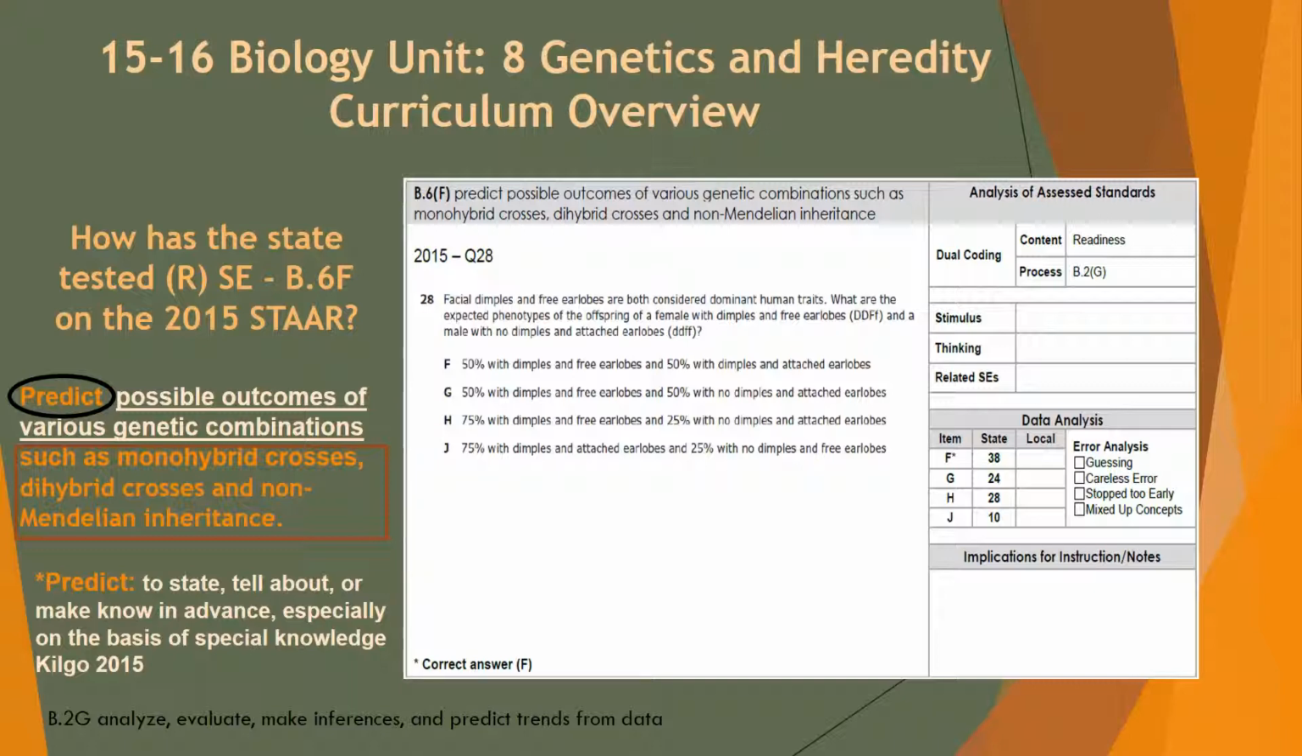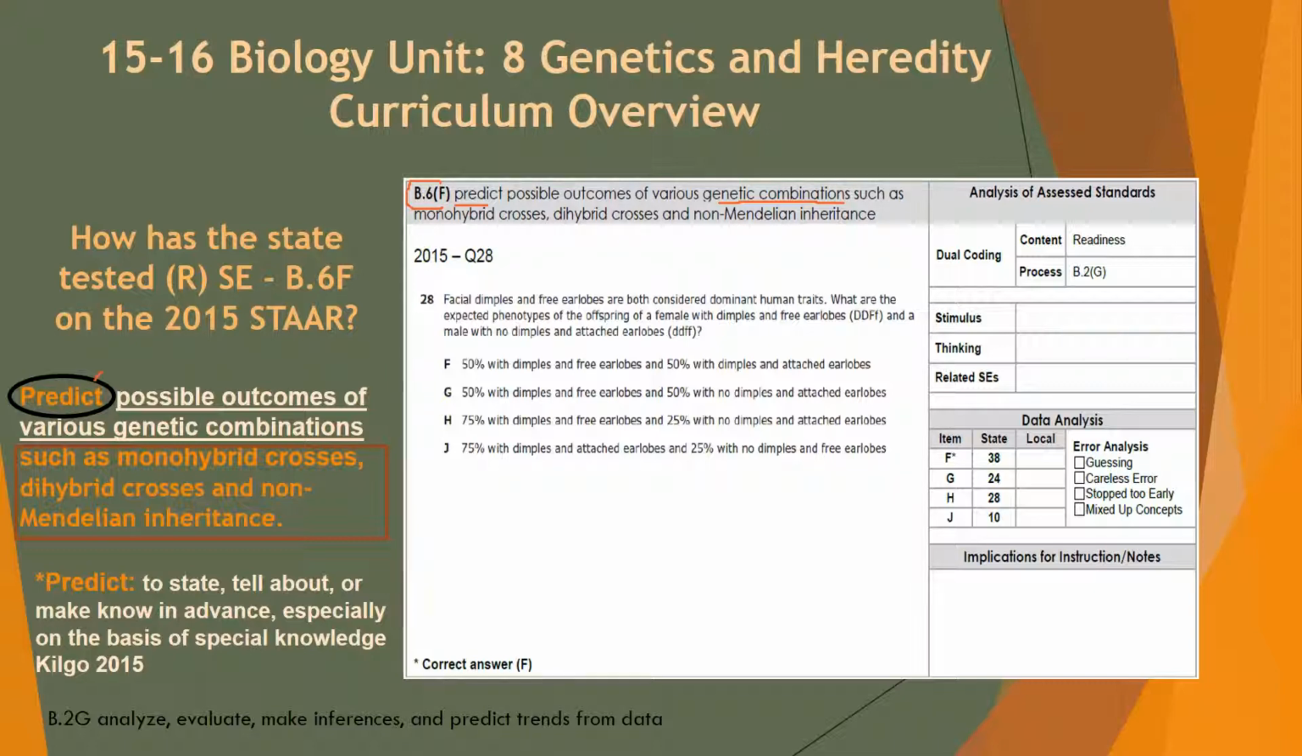Now looking at our readiness standard B6F, predict possible outcomes of various genetic combinations such as monohybrid crosses, dihybrid crosses, and non-Mendelian inheritance. And now again, I've deconstructed the SE. Predict, this is our verb. What does predict mean? To state, tell about, or make known in advance, especially on the basis of special knowledge.